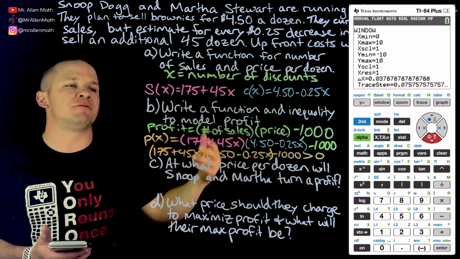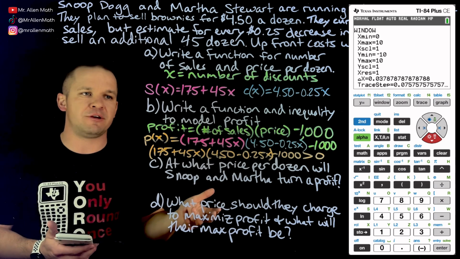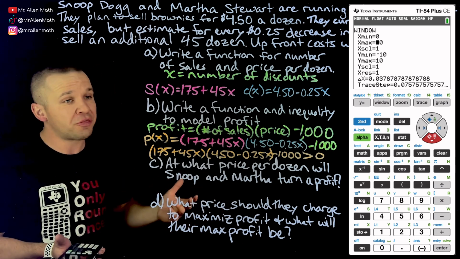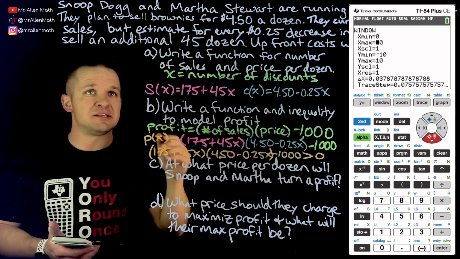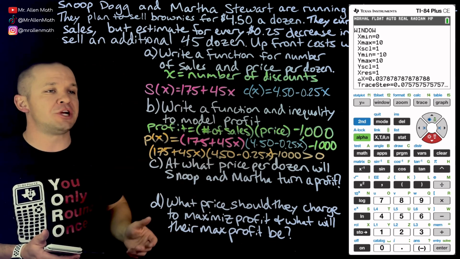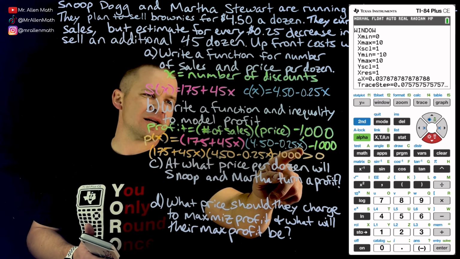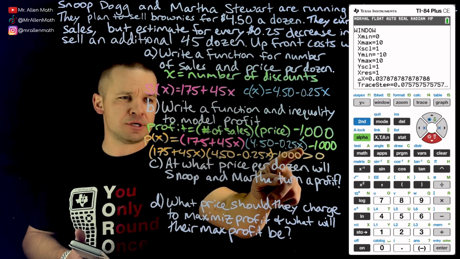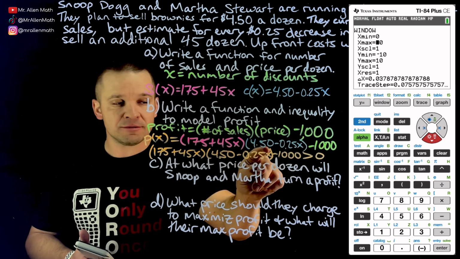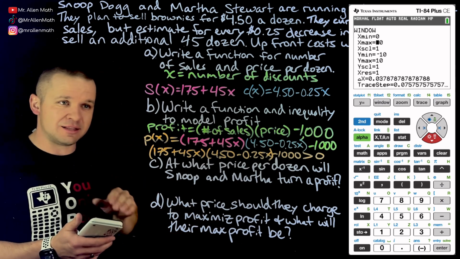What's the max number of discounts I could possibly give here to where I would be charging nothing for these dozens of brownies? They're just giving them away, charity event. Well, let's see here. 4 of these would make $1, right? 4 discounts would make $1. So 16, 17, 18, right? If you need to do a little math on the side there, you could do that.